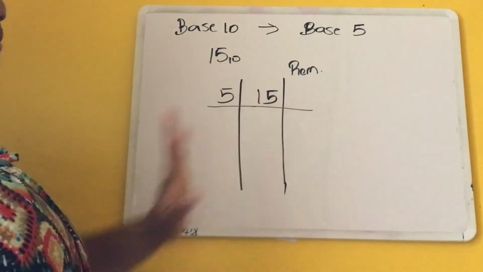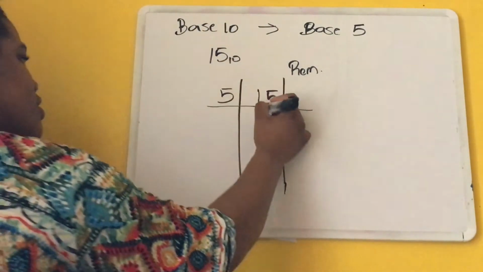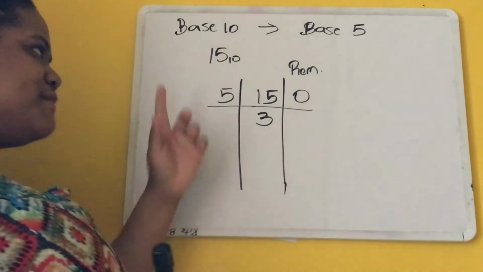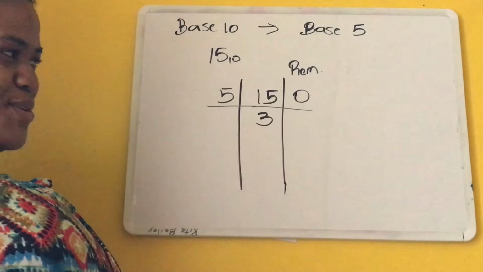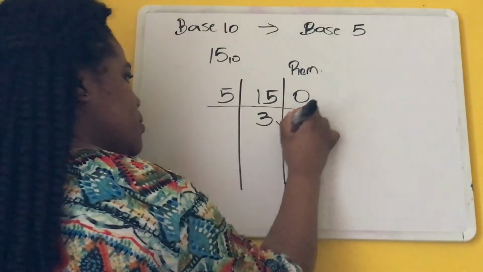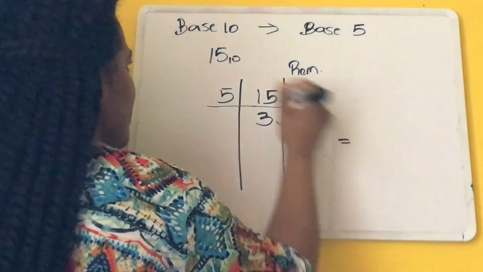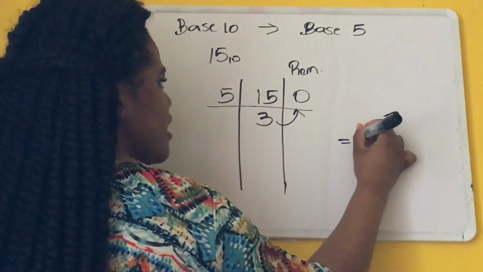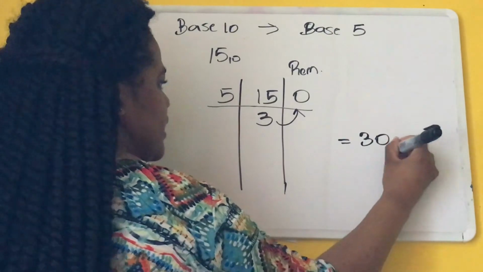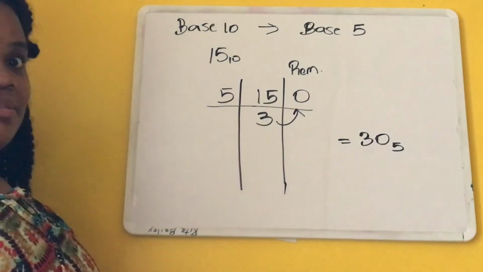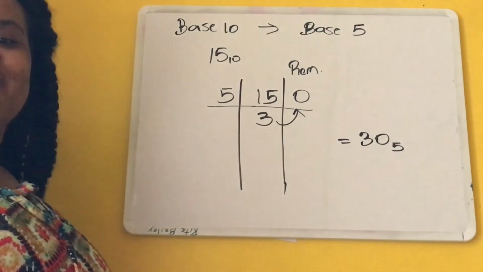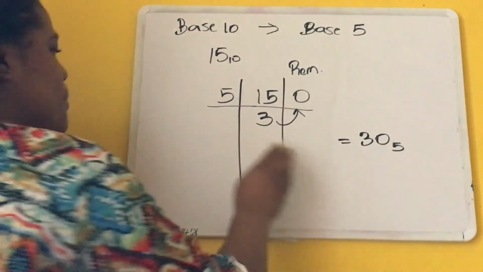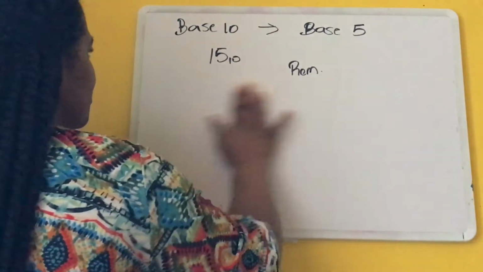So 5 into 15. Good. 3. 5 times 3 is 15, so we don't have a remainder. Can 5 go into 3? No. So it means we're finished, so we're just going to carry it up. So it means base 10 number 15 converted to base 5 is 3, 0, base 5. Everybody with me? Yes, you are. All right. Very good. Now let's do one more example in base 5, and then we go on to base 8.